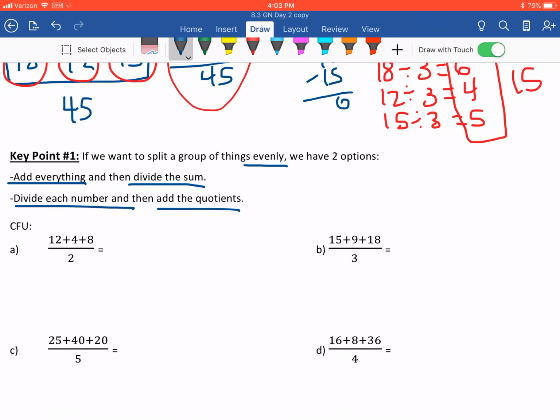But first, we have a joke. So, what did the triangle say to the circle?